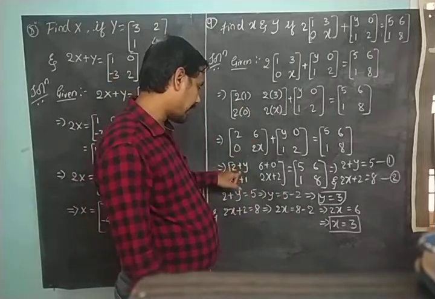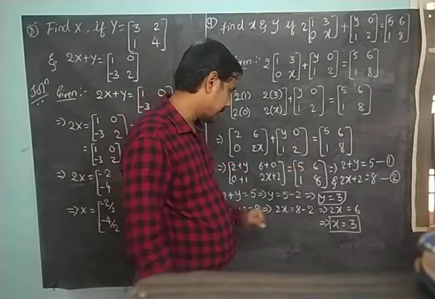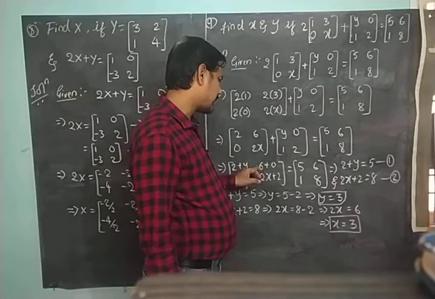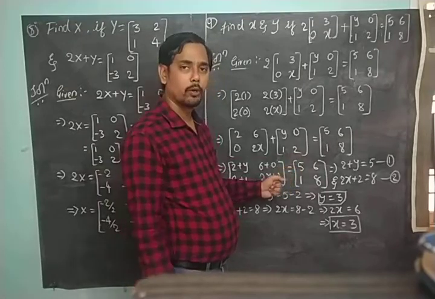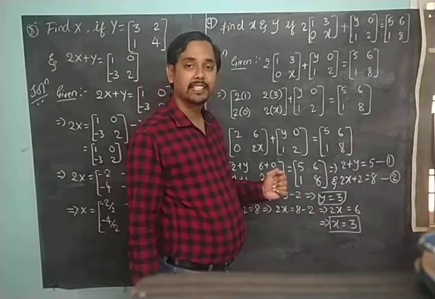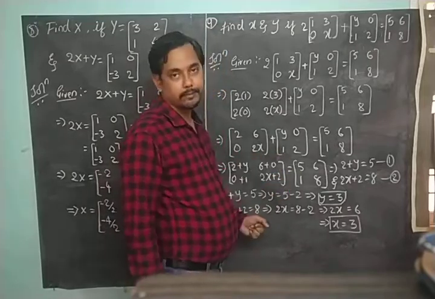So 2 plus y, its corresponding element is 5. Right? So 2 plus y is 5. Don't worry about 6 plus 0, there is nothing but 6. 6 will be equal to 6, you will not get any variable out of that. You will not be in a position to calculate x and y here. So don't equate that.